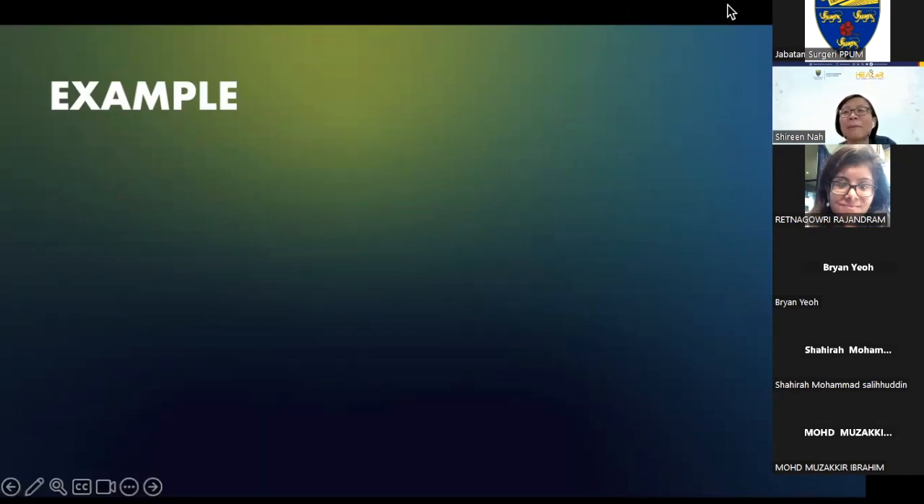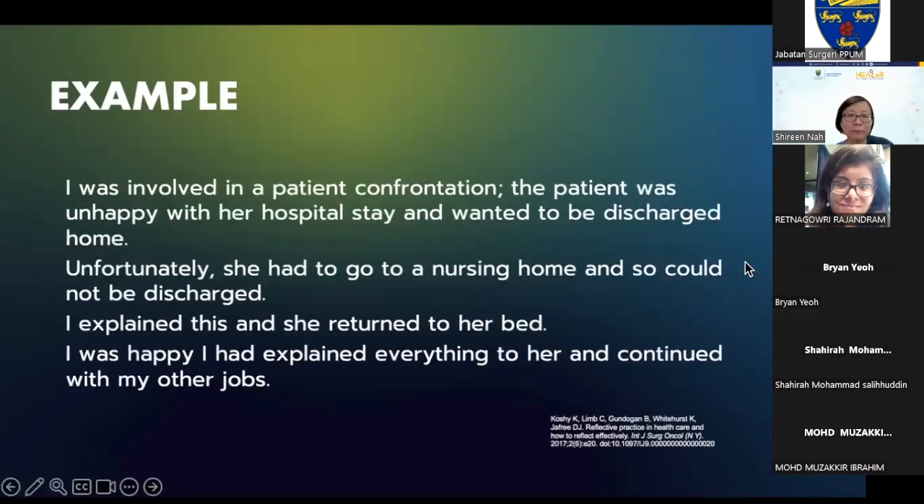I'm going to give the example first. This is an example taken from an article on reflection, just to give people a bit of space to think about what might be a suitable example, okay? So this is one example. I was involved in a patient confrontation. Patient was unhappy with the hospital stay, wanted to discharge home.